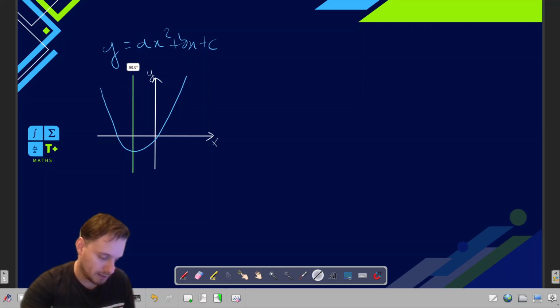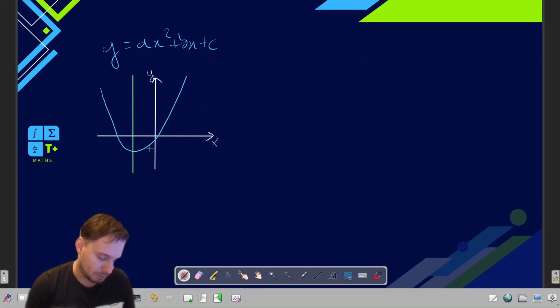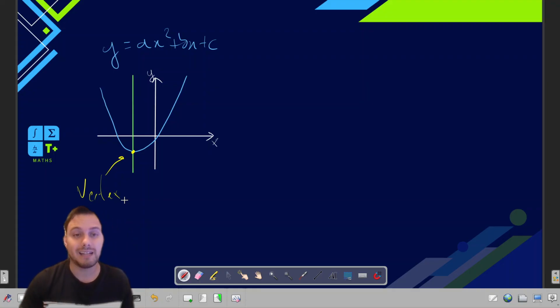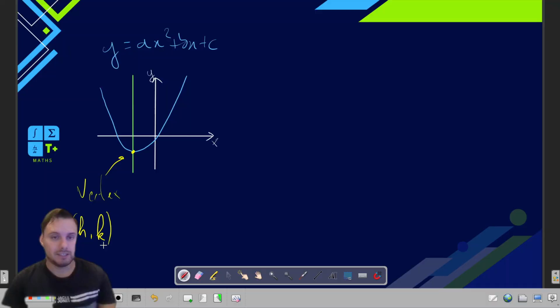The idea is that if the parabola is well drawn, these two branches of my parabola should be symmetric. And this point that we have here, where this line of symmetry intersects the parabola, is called the vertex. So the question is, how am I going to find the coordinates of the vertex? In general, in mathematics, these coordinates are given the letters h and k.